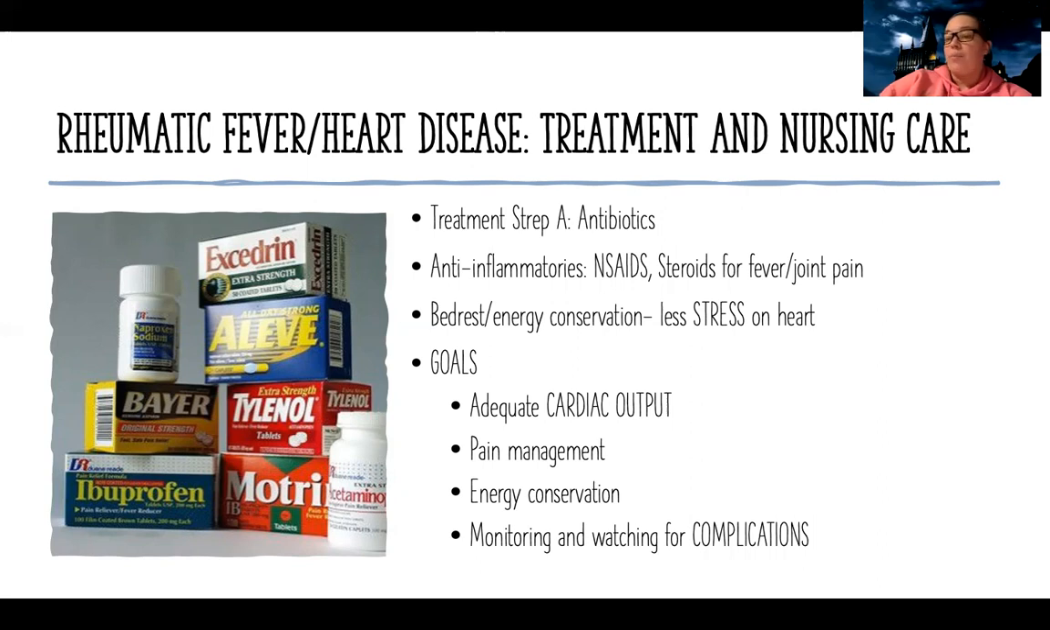My goals again are going to be adequate cardiac output, and this is going to be pretty much the same as a lot of the other ones we talked about. Adequate cardiac output, head of bed elevated, give them oxygen if ordered. We're going to do pain management, like we already mentioned, the energy conservation, like we mentioned, and really watching for complications, making sure that nothing's getting worse.